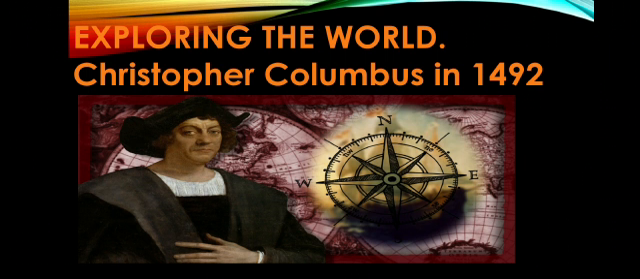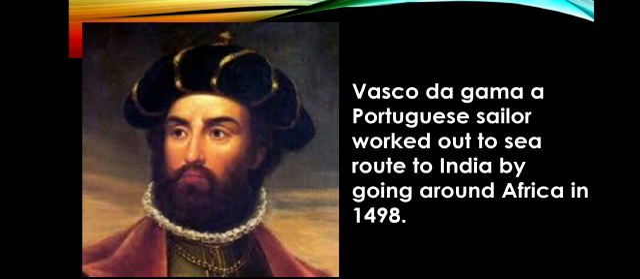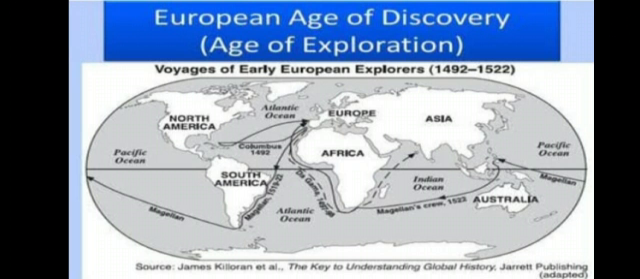But around 1492, an Italian explorer, Christopher Columbus, reached South America and effectively discovered a continent which was unknown to most Europeans till then. This opened the way for colonization of South and North America. Vasco da Gama, a Portuguese sailor, worked out a sea route to India by going around Africa in 1498. This opened the way for European ships to trade not only with different parts of Africa and India but also go all the way up to China by sea.